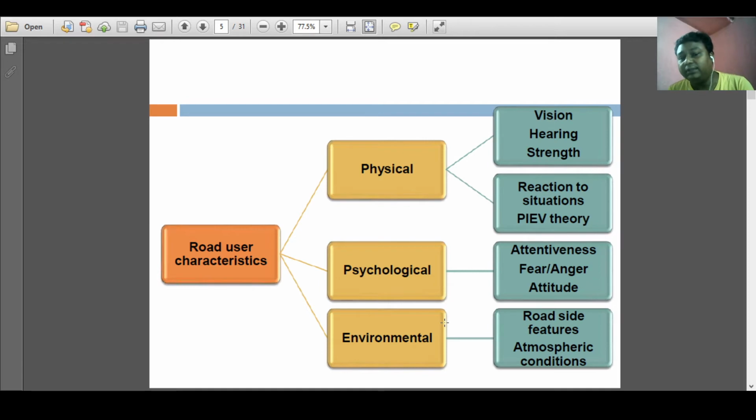The third one is environmental characteristics. Environmental characteristics mean roadside features and atmospheric conditions. Suppose in foggy weather it is hard to drive a vehicle because the driver cannot see the front portion properly.